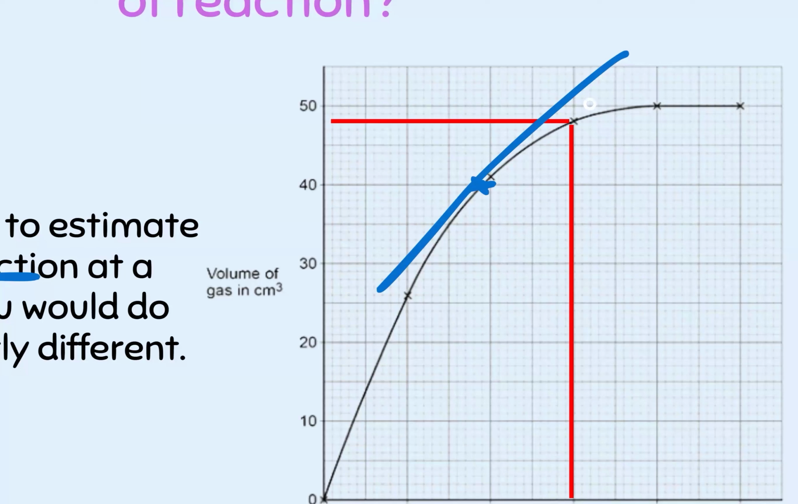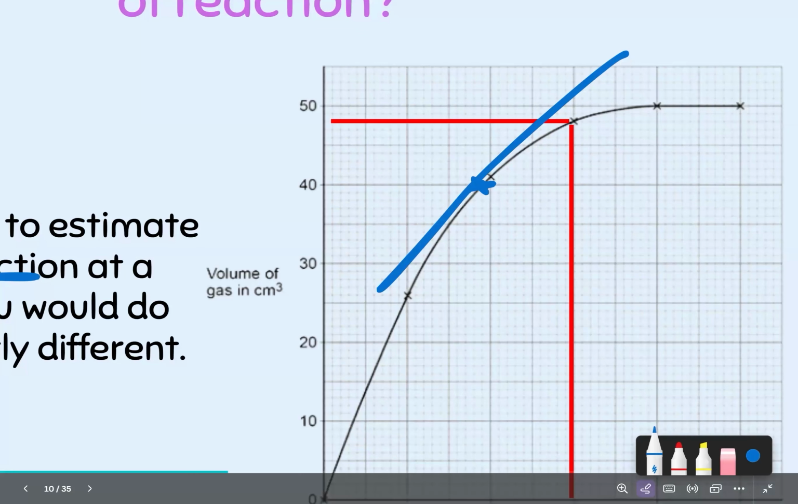Now that you've drawn that line, the next step is to draw a triangle. So let's do it here.